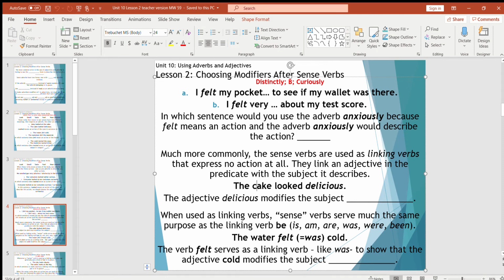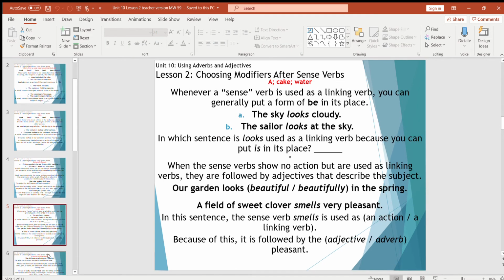It is serving as a subject complement to describe the water. So whenever a sense verb is used as a linking verb, you can generally put a form of be in its place, and that will tell you that, no, this just is something. It's not that it's doing something.